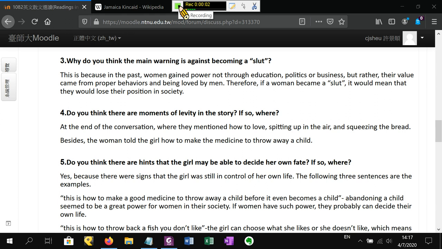Question three, why do you think the main warning is against becoming a slut? So first of all, you should know that a slut is the word used to insult women, based on the idea that women who have too much sex are not respectable. And so first of all, what is too much sex? There's no objective standard. It depends on the culture and values of each different society.